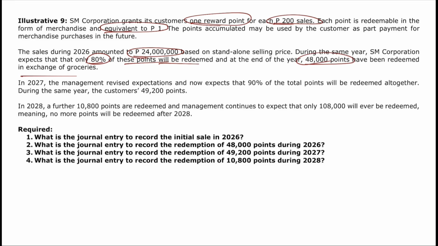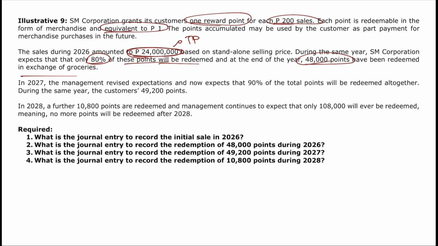So, dun muna tayo, no? So, step number 1, identify the contract. The contract here is between SM and its customers. Step 2, identify the separate performance obligation. Well, dalawa lang. Once again, una yung product sales, pangalawa yung points. Step 3, determine the transaction price. Transaction price here will be equal to 24 million because that's the total amount we receive from the customer.